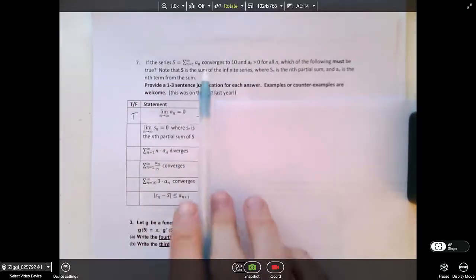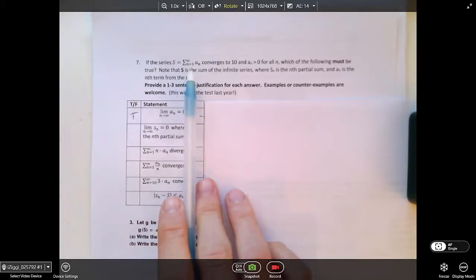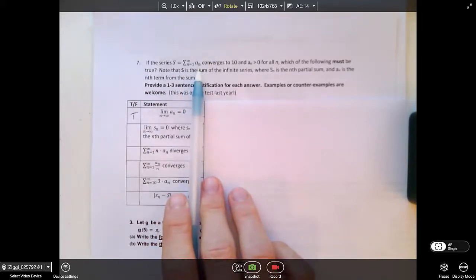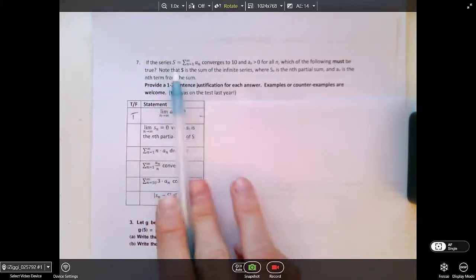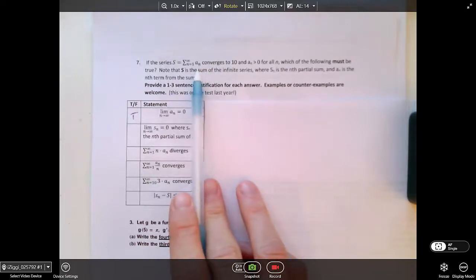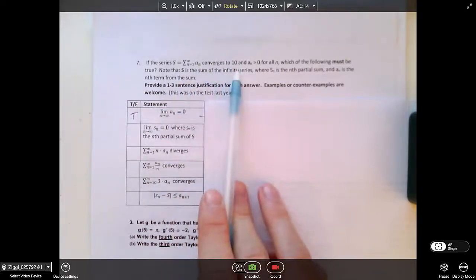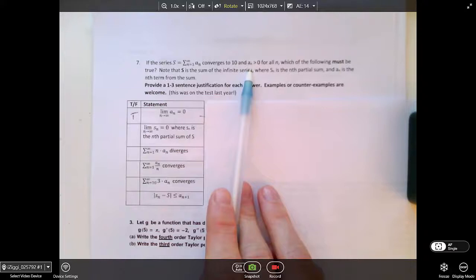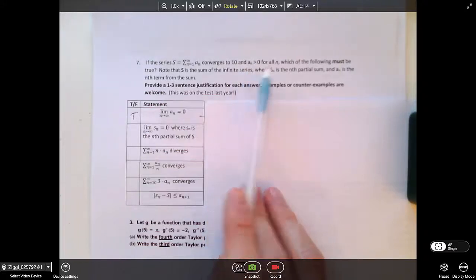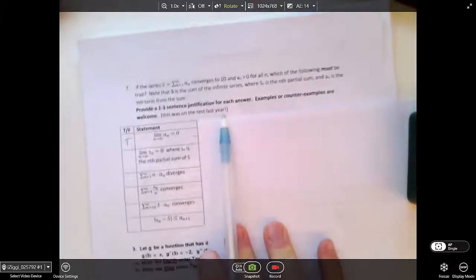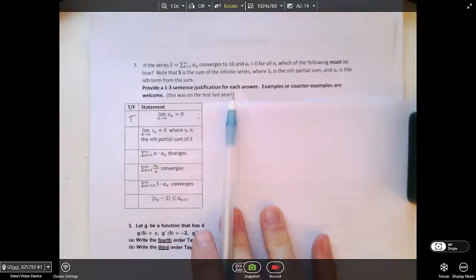Number 7 is saying there's a series that goes from 1 to infinity of a whole bunch of numbers. So notice there's no x, it's not a power series, it's just a regular series. And I know this infinite series converges to 10, and that all of the numbers in the series are positive. So now the question is, which of the following things must be true?